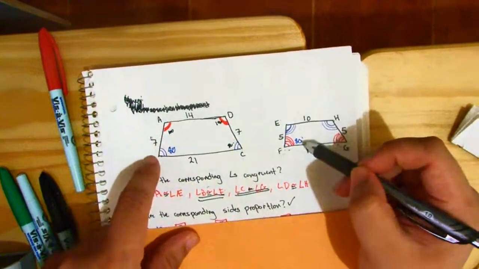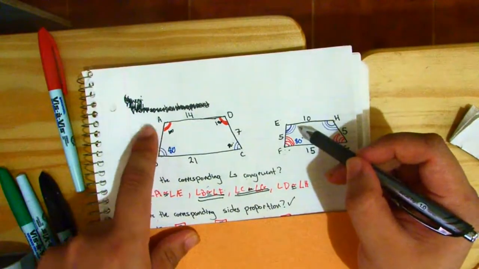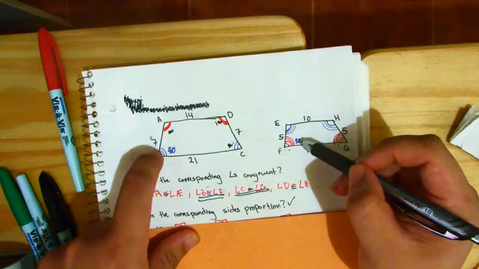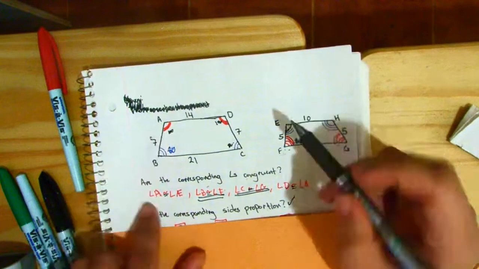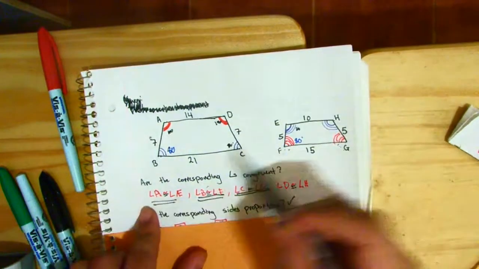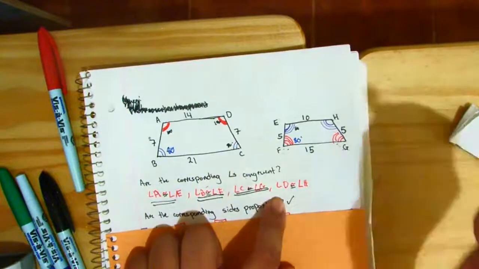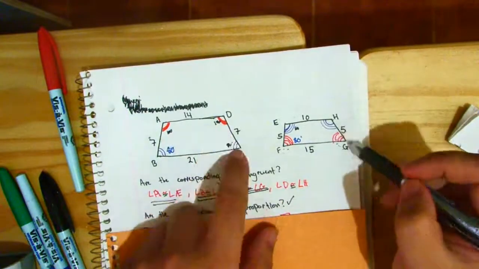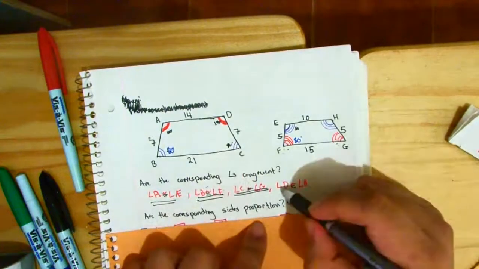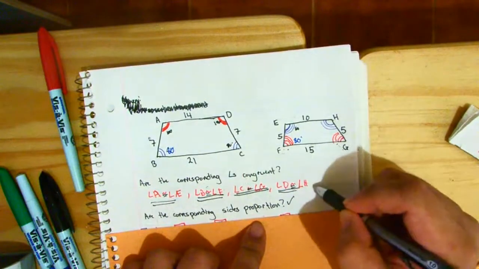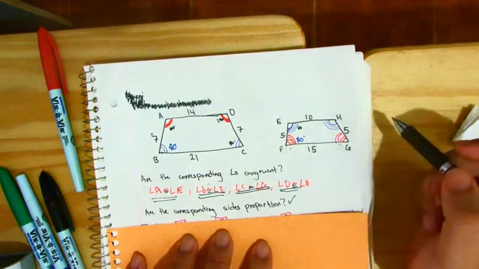And here, angle A will be congruent to angle E. Because if the base is 80 here, then the opposite base is going to be supplementary, which equals 180. So 180 minus 80 is 100. So angle A is congruent to angle E. And the last one is angle D is congruent to angle H, because once again base angles are congruent, or angles are supplementary in a trapezoid. So here we know that all corresponding angles are congruent.